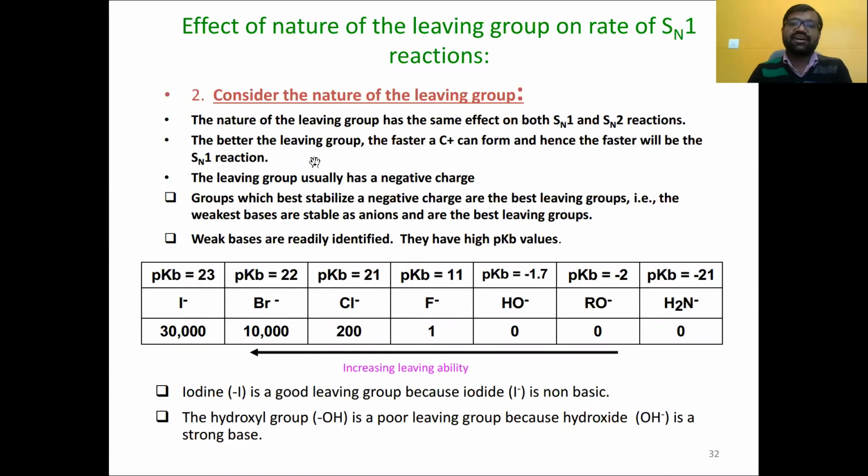So now let us learn this. Iodide ion can occupy the negative charge much more easily because of its bigger size. Iodide, bromide, chloride, and fluoride can occupy the negative charge. Hydroxide, RO minus, OH minus, NH2 minus: these reactions can all be good conditions, but generally they do not make a good leaving group. The reason is poor basicity. Sorry, the poor leaving group behavior of hydroxide ions can be attributed to OH minus being a strong base.